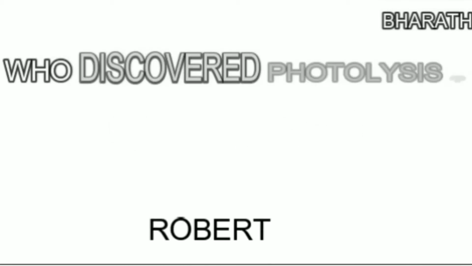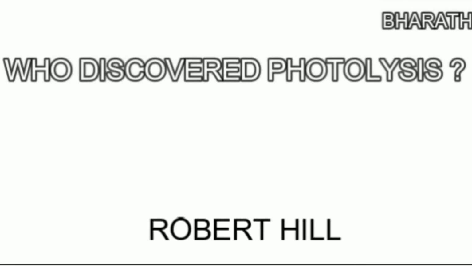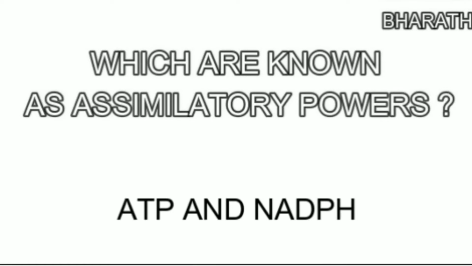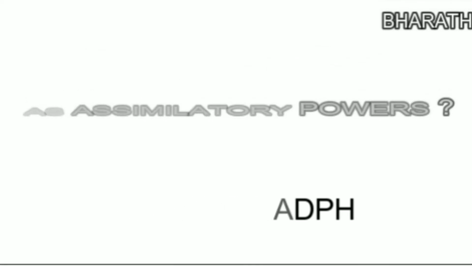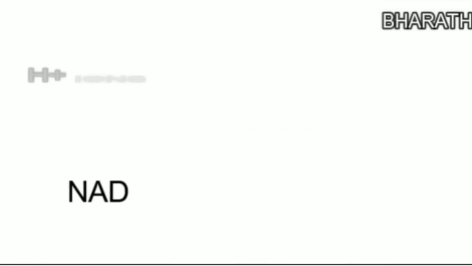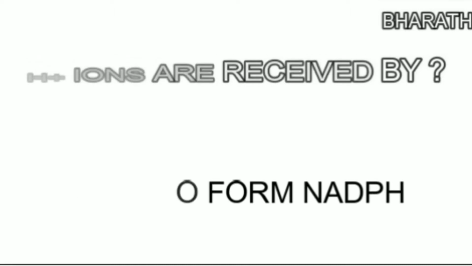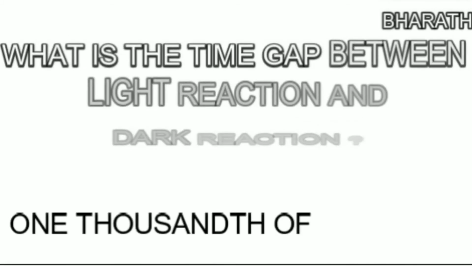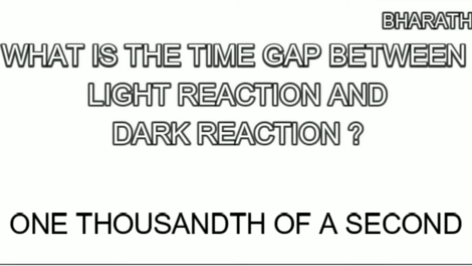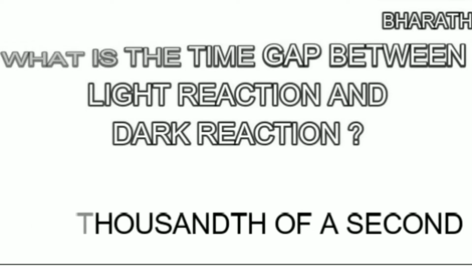Who discovered photolysis? Robert Hill discovered photolysis. Which are known as assimilatory powers? ATP and NADPH. H plus ions are received by NADP to form NADPH. What is the time gap between light reaction and dark reaction? 1/1000th of a second.